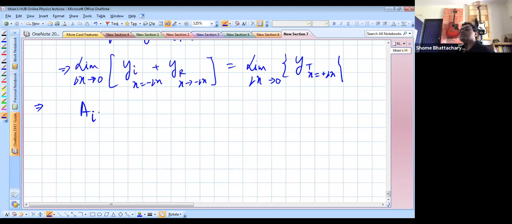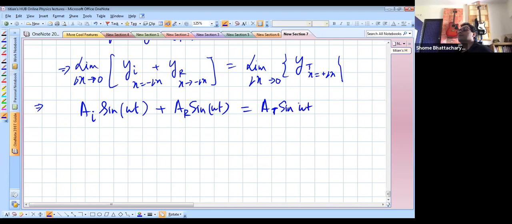Incident was E incident sine omega t minus kx. Okay, so delta x tending to 0 it will be this. Plus reflected was E reflected sine omega t plus kx. But my delta x is tending to 0, so it's this. This should be equal to, on this side it was the transmitted wave, so it was E transmitted sine omega t minus k prime delta x, but again delta x is tending to 0. So this becomes my second equation.